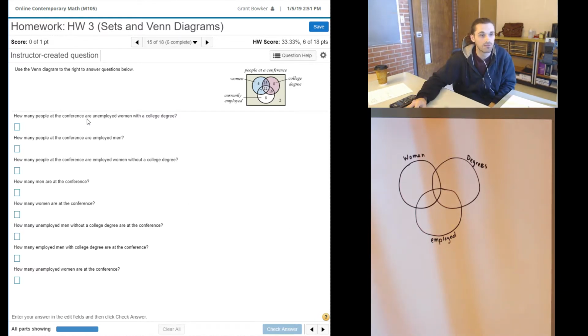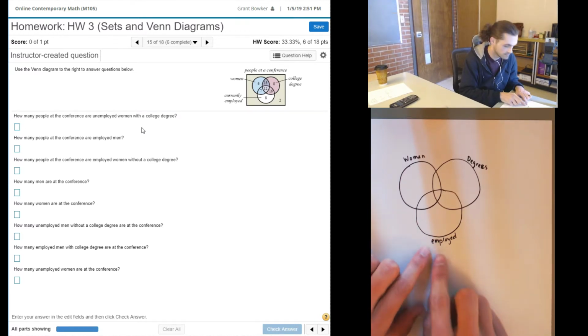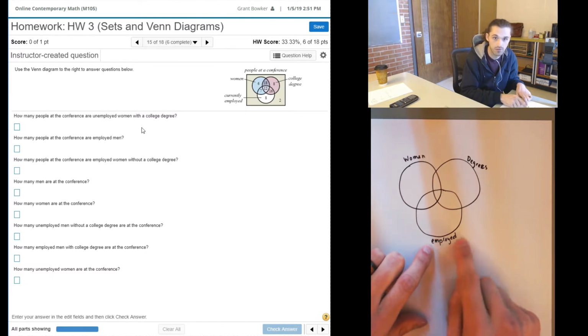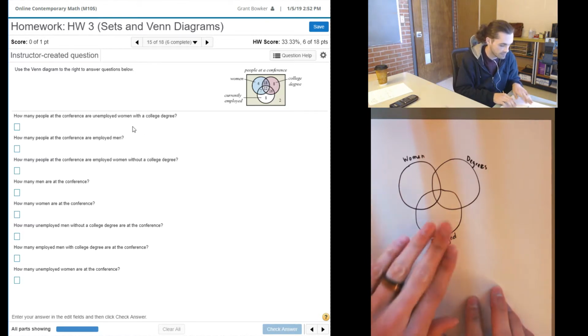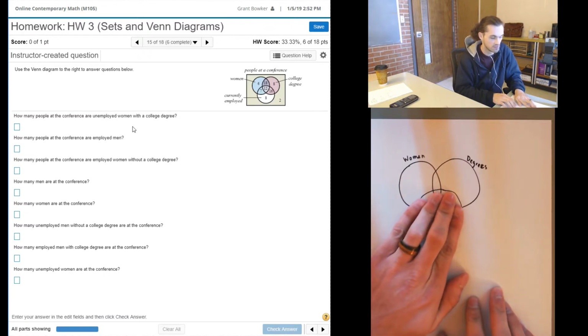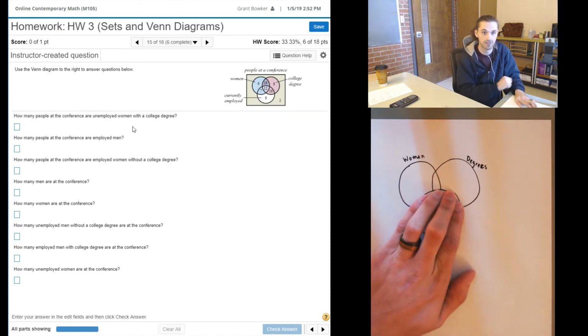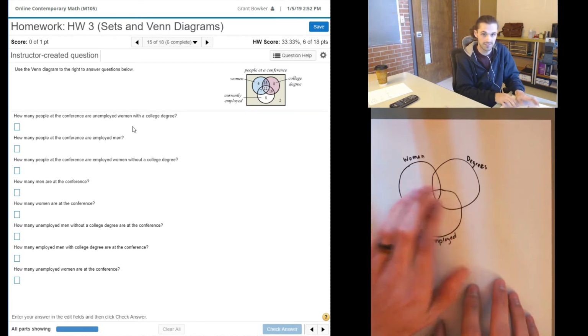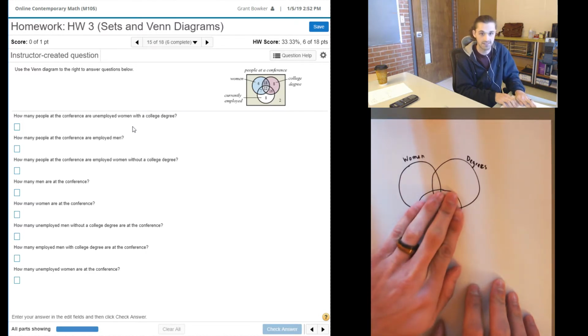So, how many people at the conference are unemployed women with a college degree? So, recognize that to be unemployed means you have to live outside of the employed set, right? The first part of this is that people at the conference are unemployed. So to be unemployed means you have to live outside of the employed set. So I simply cover it up completely. Your solution is not going to be anywhere inside of here, because this set is representing employed people and we want unemployed. So it has to live outside.